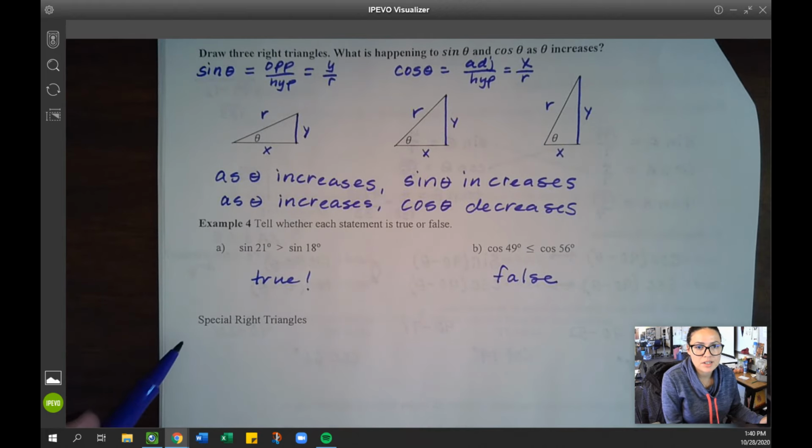All right, we are going to pick up right here with special right triangles when you come back to class next time.